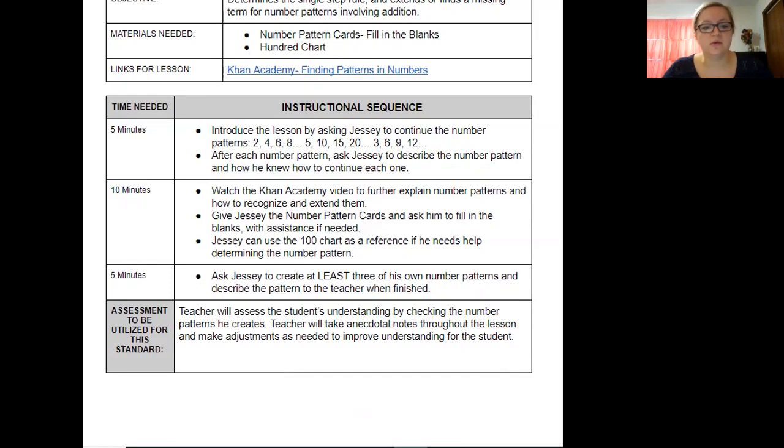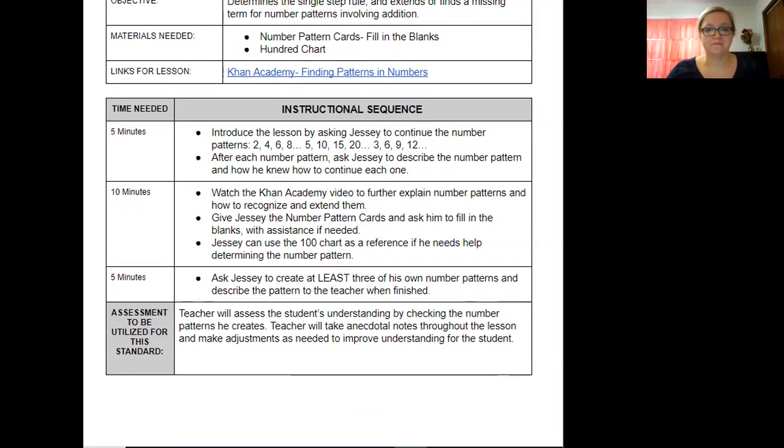Then at the end, about 5 minutes it would take Jesse to create at least 3 of his own number patterns and describe the pattern to me, the teacher, when he was finished. This would also be my assessment. It would help me know if he really got it or if we need to go back and review again. If he can create 3 on his own, then that gives me a pretty good understanding. It lets me know that, yes, he's got it, and if he can do 3 now, he can do a couple more later, and then we can continue to build on that to get the next set of standards. I will also take anecdotal notes throughout the lesson and make adjustments as needed to improve understanding for Jesse.